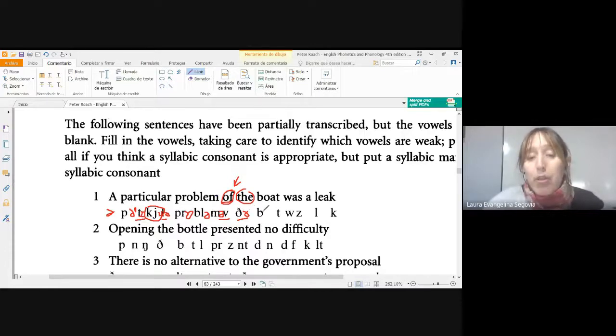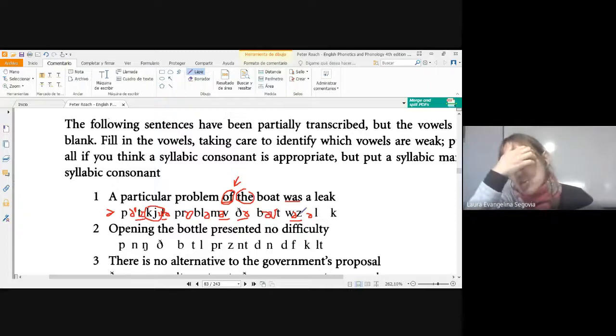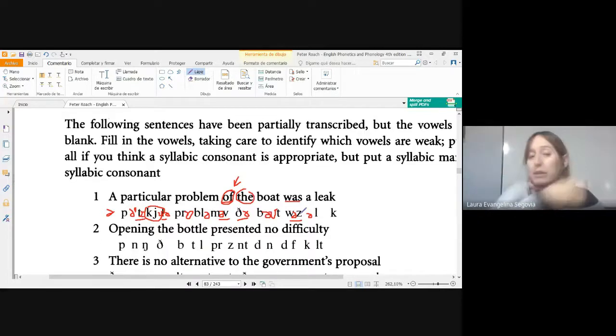So have problem, the boat, tenemos schwa, diphthong, boat, was, fíjense, verbo to be, was, it's not was, or was, verbo to be, always weak, was, was a, verbo to be en pasado, tiene su forma fuerte que es con o, was, con short o, pero esa sucede en situaciones particulares, que después ya lo vamos a aprender también.